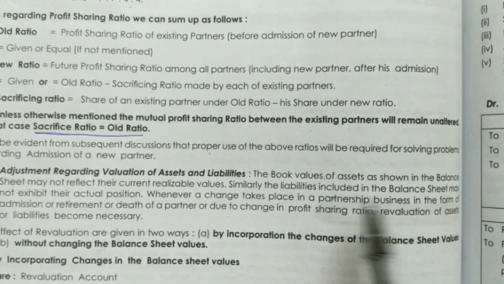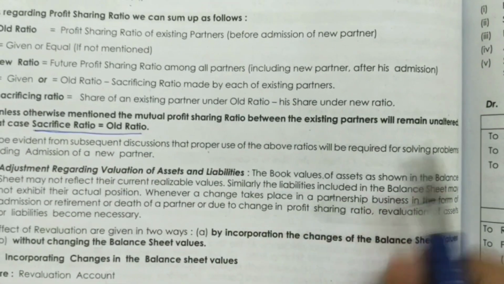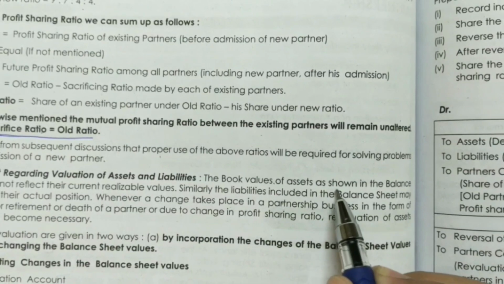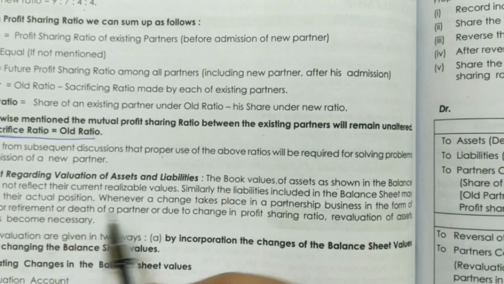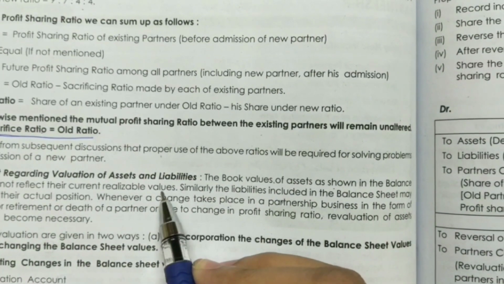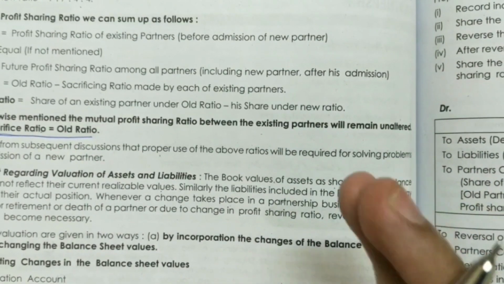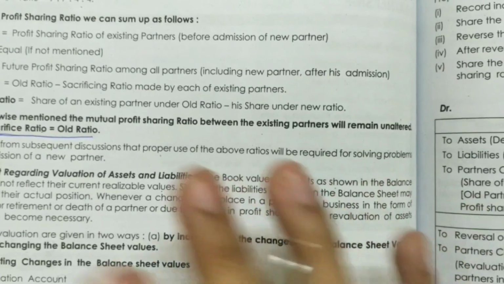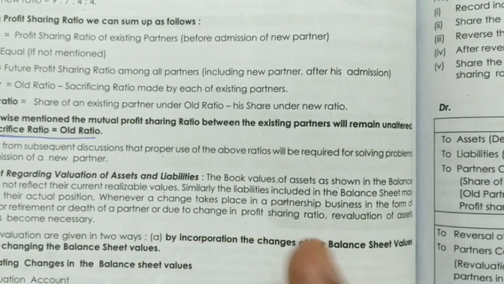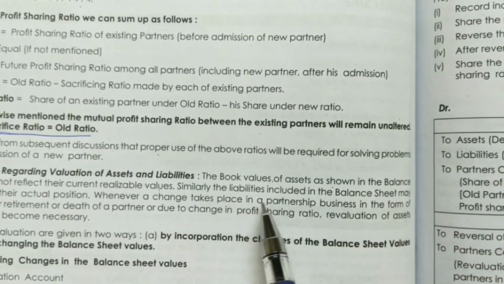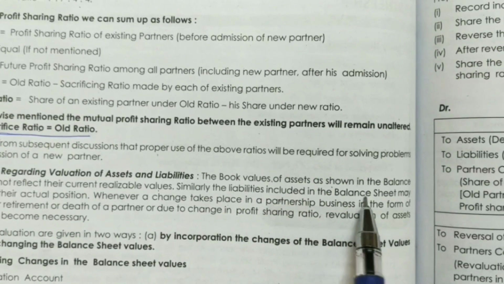Now we are going to discuss the second point, that is the adjustment regarding valuation of assets and liabilities. The book values of assets as shown in the balance sheet may not reflect their current realizable values. What does that mean? The values shown in the balance sheet may not be the values we get after selling those assets, right? Similarly, the liabilities included in the balance sheet may fluctuate from their actual position.